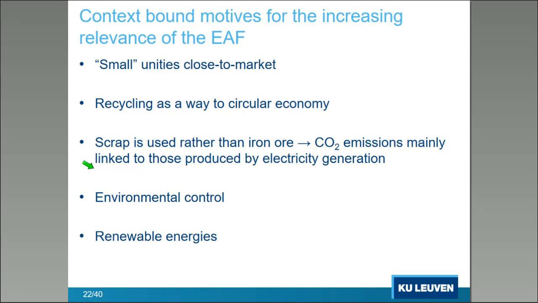Now let's see what the context-bound motives are. That means motives in the economy, in the environment, the broader environment of industrial production, that can be an explanation for the increasing relevance of the electric arc furnace. Well, the electric arc furnace has the advantage that it has more or less small units compared to other units in the steel industry. That means you can install them close to the market, so you have the advantage of proximity to the market. Also, it's a recycling installation.